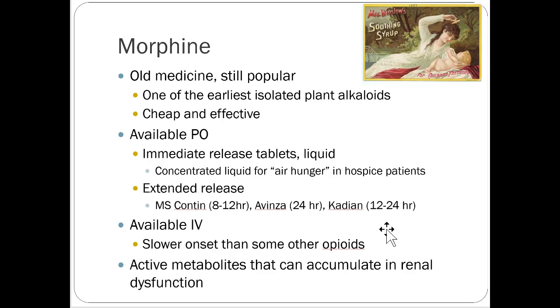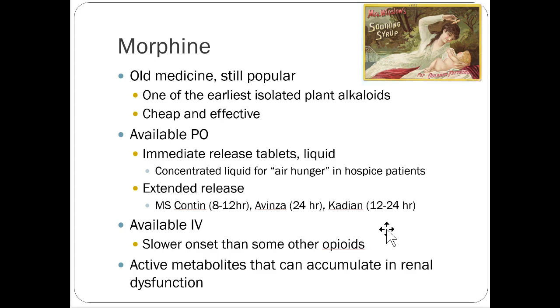Morphine is an old medication. It's still popular. A lot of people consider it the gold standard for pain relief. It was one of the earliest isolated plant alkaloids that we used, and it's still being used regularly to this day. It's cheap. It's effective. It's available PO, as liquid, as tablets, as long-acting. It's also available as IV too.